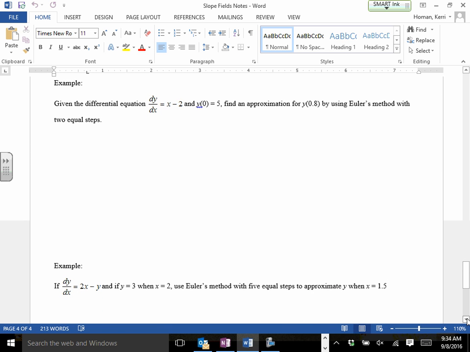Okay, so I want an approximation for 0.8 using Euler's method with 2 steps. And I'm giving you an initial condition of 0, 5. So we know we're going to take 2 steps, which means our change in x, we need to take where we're stopping minus where we're starting over the number of steps. B minus a over n, just like we did with Riemann sums. So our step is 0.4.